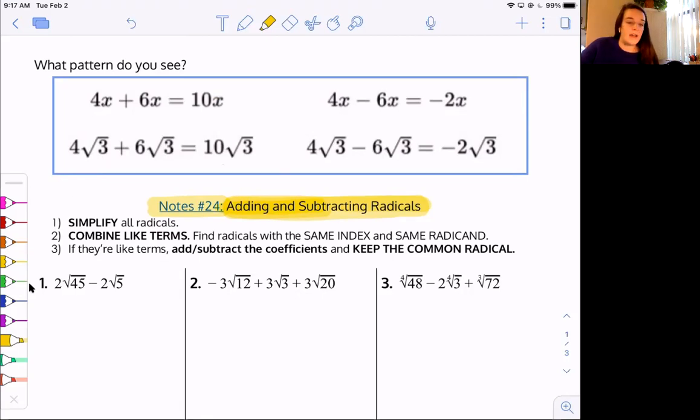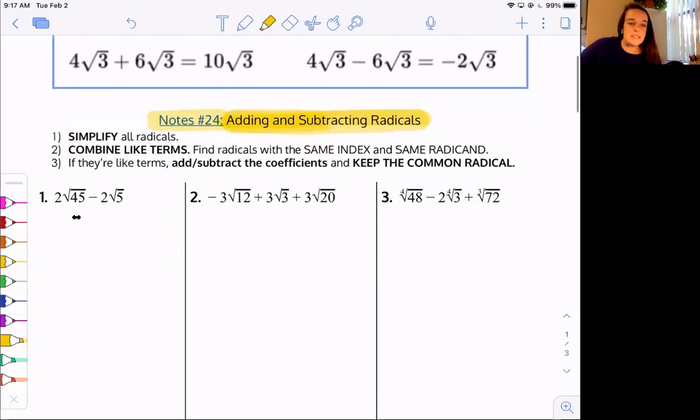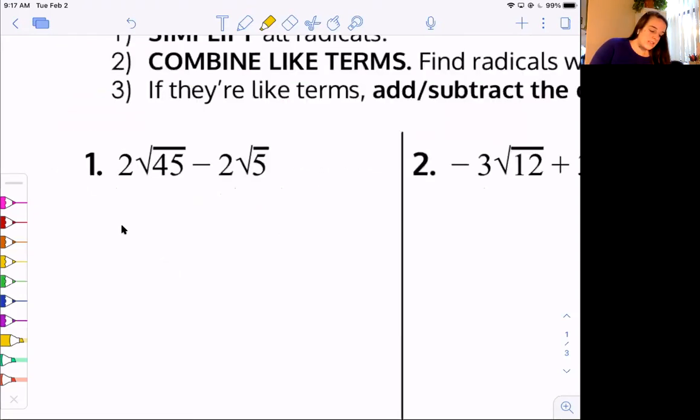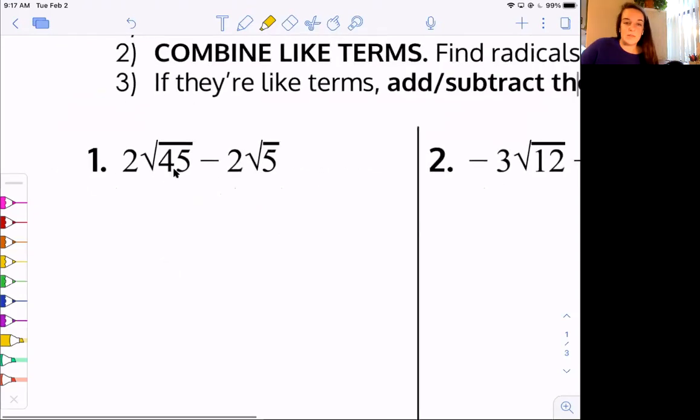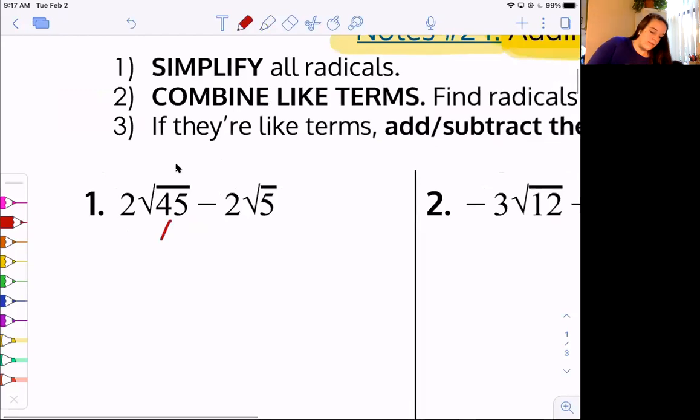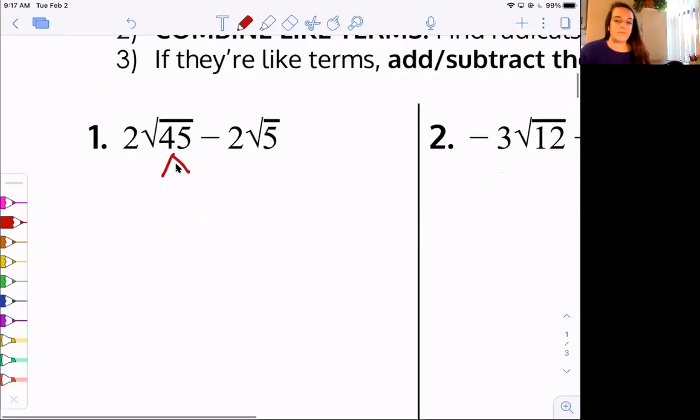They have to have the same number inside in order to be able to add them together. So if I want to add these together in this example 1, I need to simplify, because right now I cannot combine square root of 45 with square root of 5. I need those numbers to be the same on the inside, the same radicand. So I'm going to practice my skills from last week and simplify the 45. How can I break down 45? What multiplies to get 45?